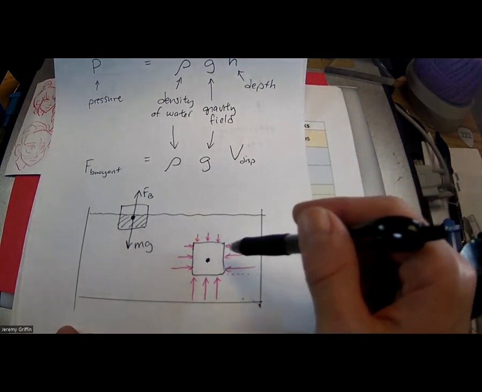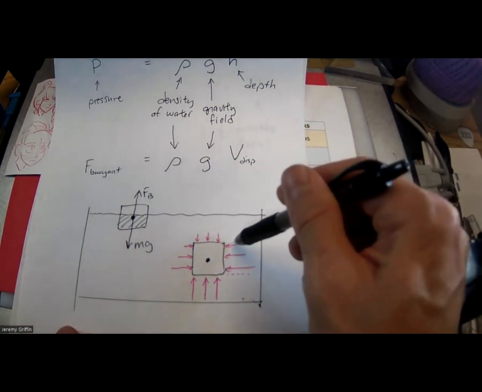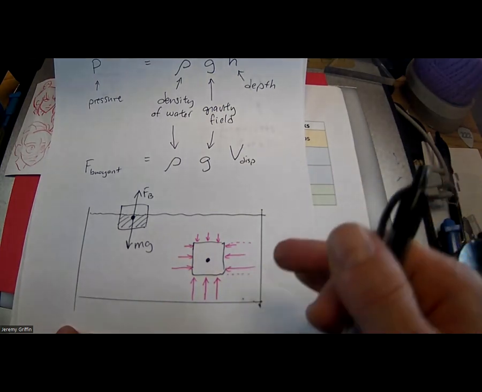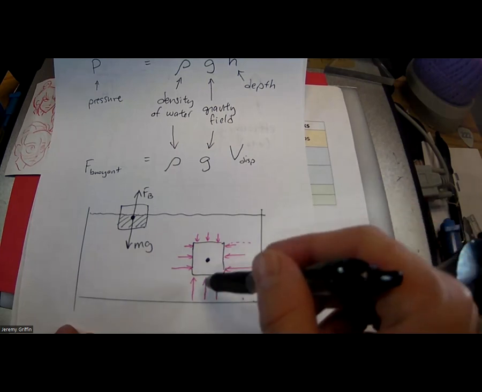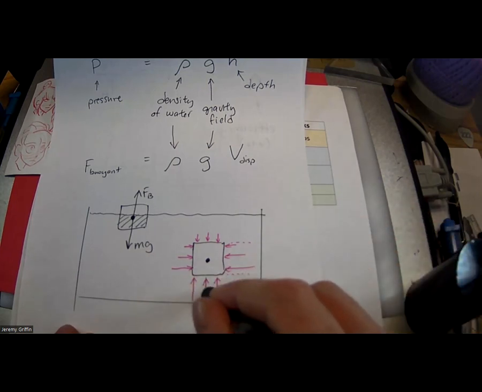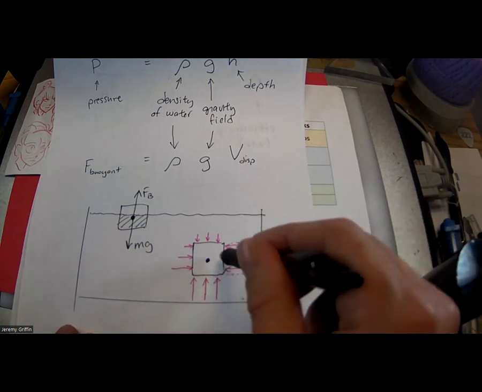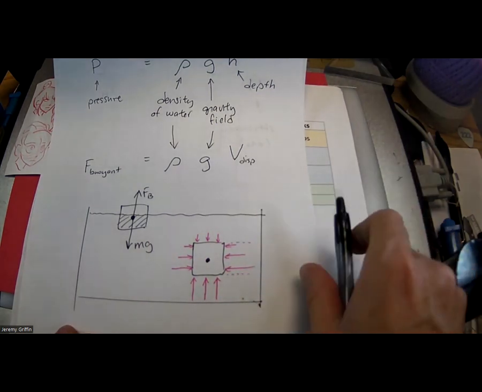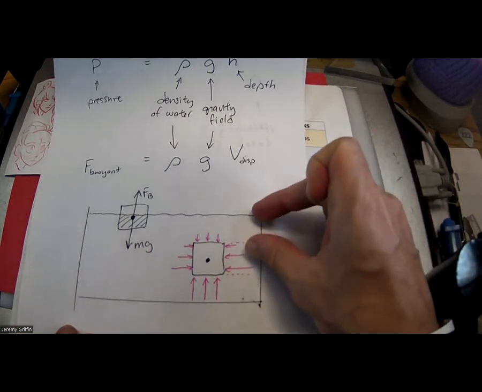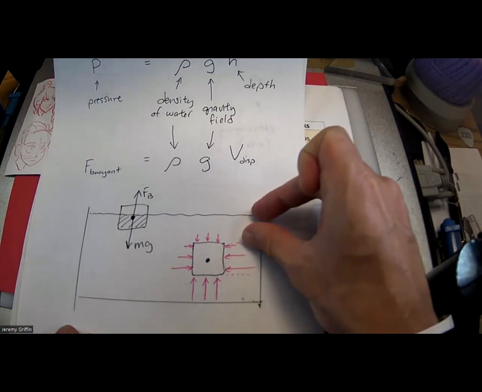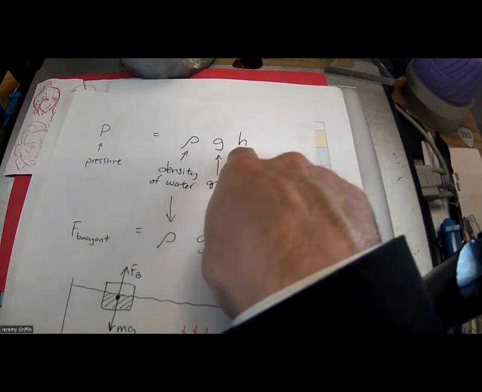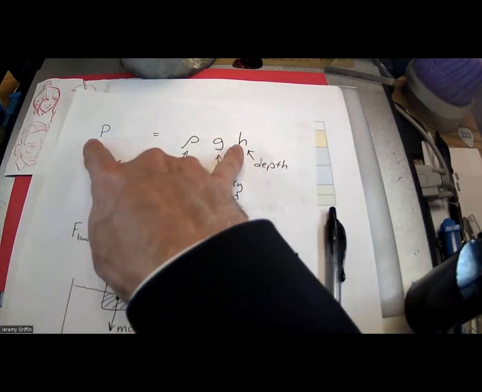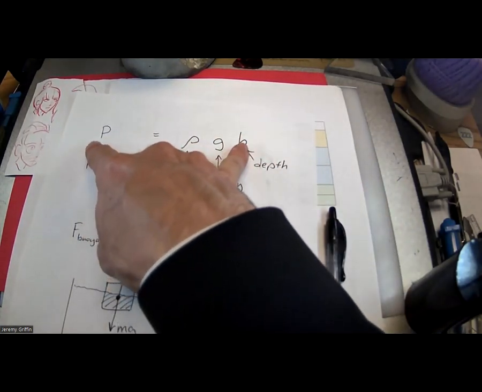I put some pink arrows here; you can think of them as either force vectors or the magnitude of pressure, either way. You see how the arrows on the bottom are twice as long as the ones on the top? Why did I draw them specifically twice as long? Because the bottom of this object is twice as deep as the top of the object. Twice as deep means twice the pressure, because there's a linear relationship between these two. Go twice as deep, get twice the pressure. 10 times as deep, 10 times the pressure.